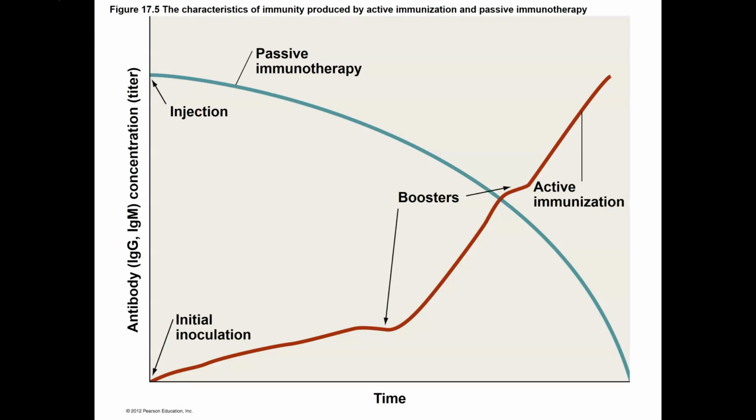The third video lecture is picking up here, looking at this graph, comparing passive immunotherapy to active immunization. In this graph, we're looking at the changes in antibody concentrations over time. As you remember, passive immunotherapy is when an individual receives antibodies, whether it's to protect against a toxin, a venom, or perhaps even an infection.